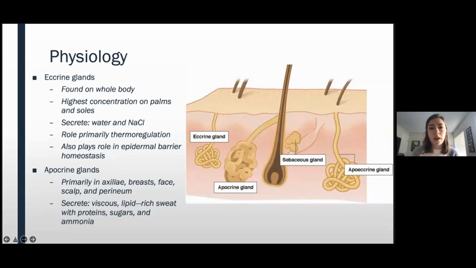And then there are apocrine-eccrine glands, which are kind of a combination of these 2, and those are mainly found in the axilla. We're going to focus today's talk on the eccrine glands, as those are the ones that are involved in thermoregulation.